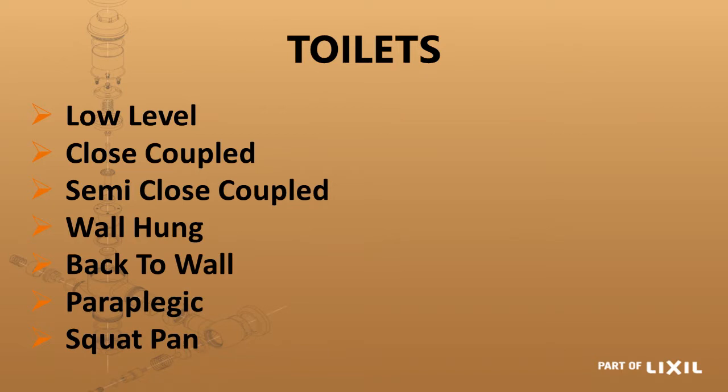Now if we look at toilets, there's a number of different types of toilets we'll look at. We've got a low-level toilet, a close-coupled, semi-close coupled, wall-hung, back-to-wall, paraplegic, as well as a squat pan.